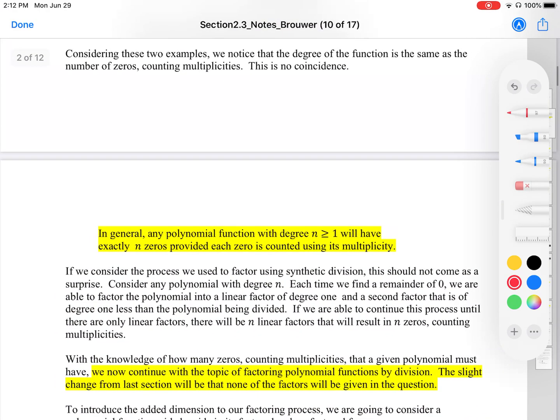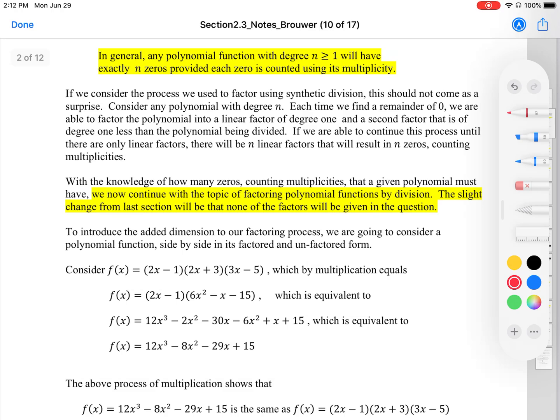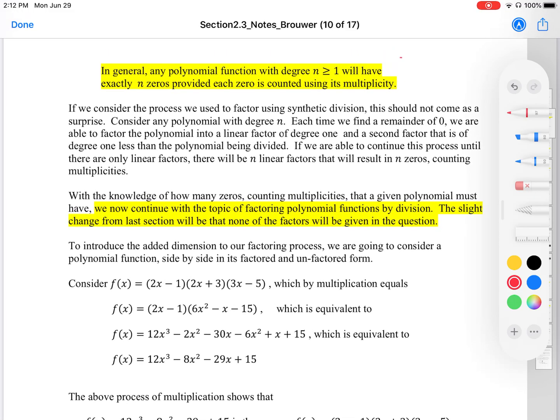Moving forward. Considering these two examples, we notice that the degree of the function is the same as the number of zeros, counting multiplicities, and this is no coincidence. In general, any polynomial function with degree n greater than or equal to 1 will have exactly n zeros, provided each zero is counted using its multiplicity. Meaning, however many zeros we have, it's also the degree of our polynomial.